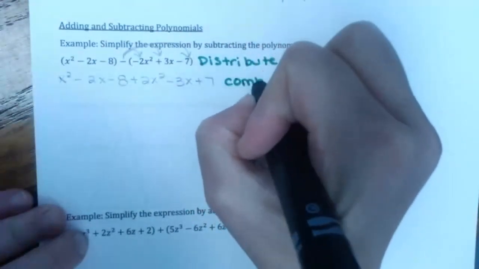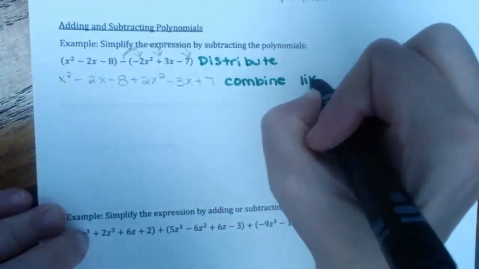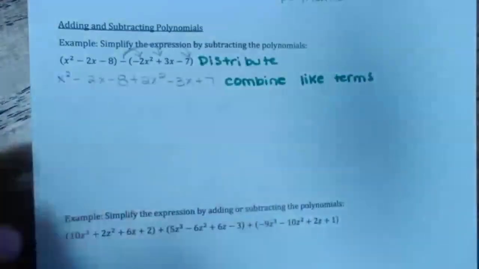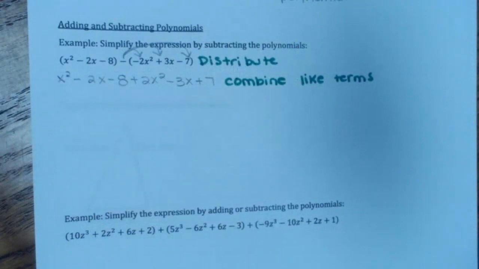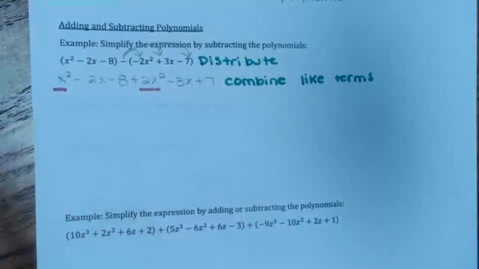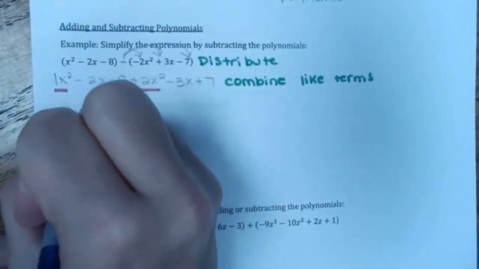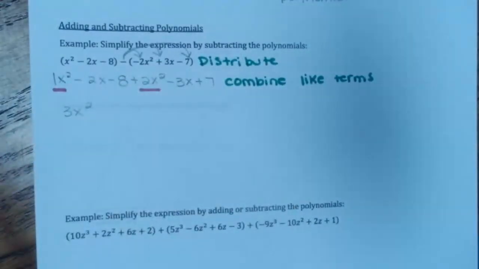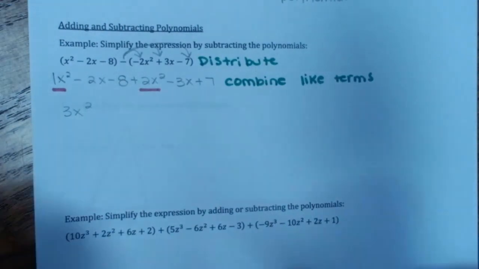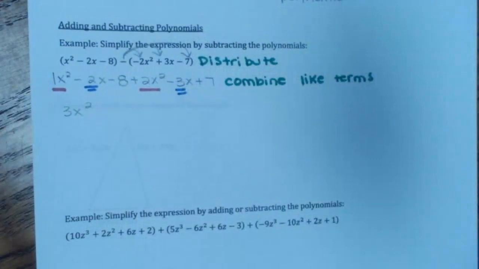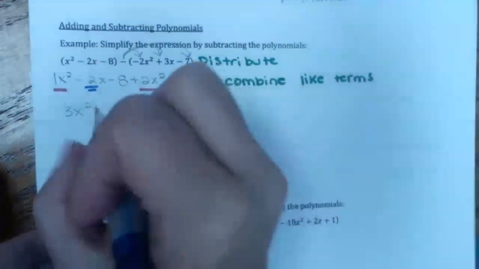Next, we're going to combine some like terms. So we have x squared plus 2x squared, which will give us 3x squared. If you need to write that little 1 out front of x squared, go for it. So 1x squared plus 2x squared is 3x squared. Next, we have negative 2x minus 3x, which should give us negative 5x.